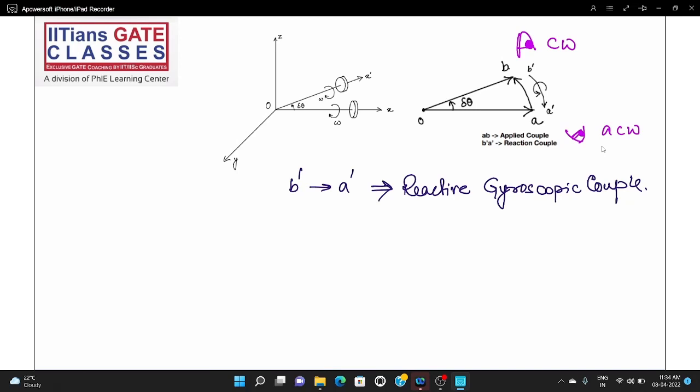So you can see the direction of the reactive gyroscopic couple is this. And the magnitude of the gyroscopic couple, you can prove this, but I'm not doing it because of lack of time. The magnitude of the gyroscopic couple is represented by C equal to I omega omega P.